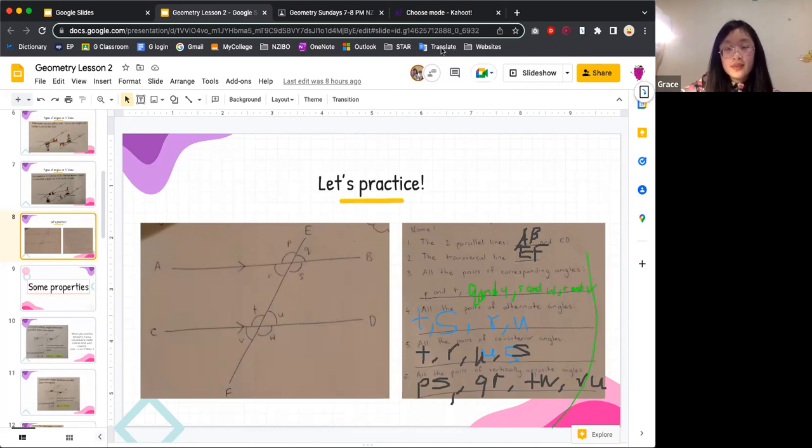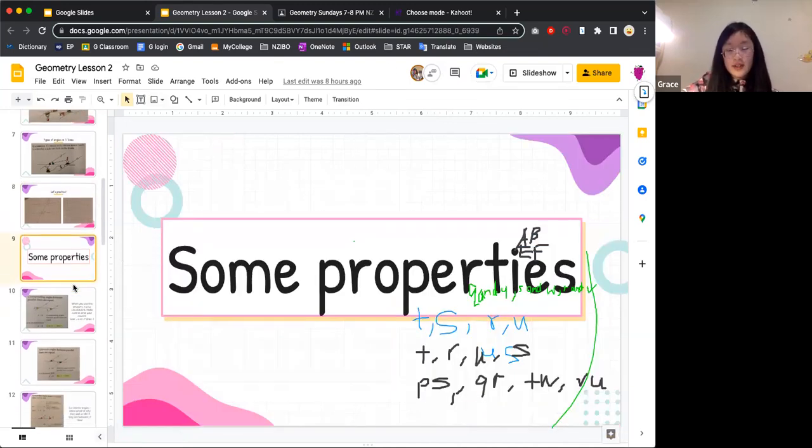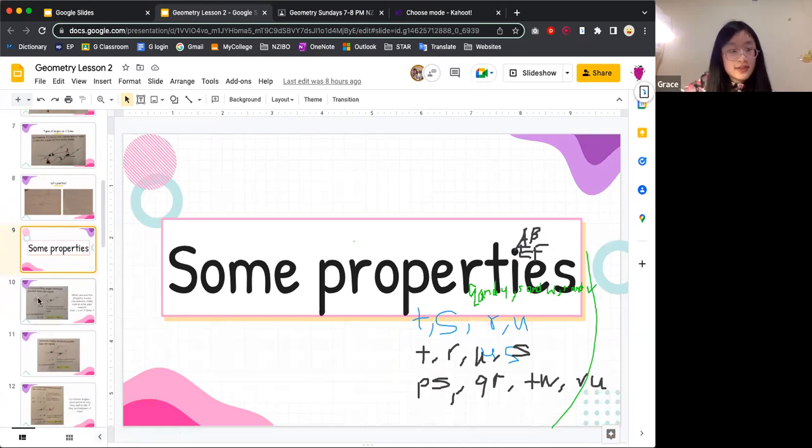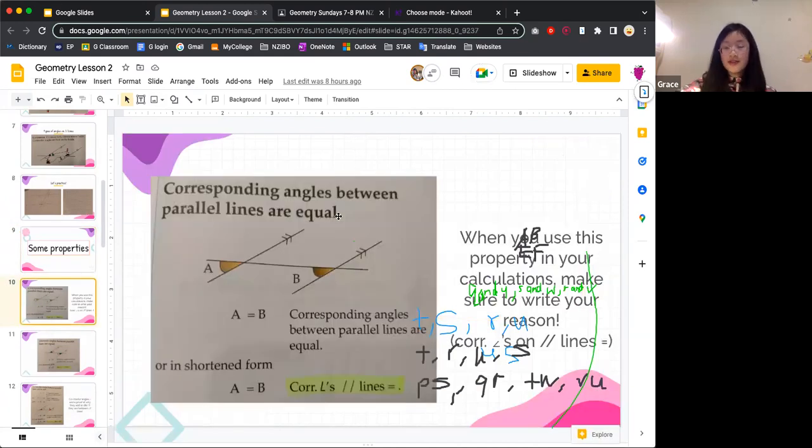Right, I'll just move on to the next slide now. Oops, what was that? Alrighty, some properties. Oh, I should get rid of the annotations. Sorry.